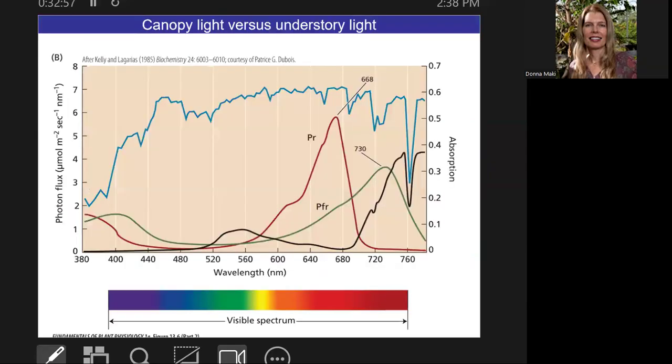Here is just looking at sunlight energy striking. I think the blue line is the one striking the Earth. Then you get some of the absorption being shown for P sub R. You can see it's more in the red. You can see the peak is more in the red, whereas the P sub FR form, it's favored to absorb more in the far red frequencies or wavelengths.